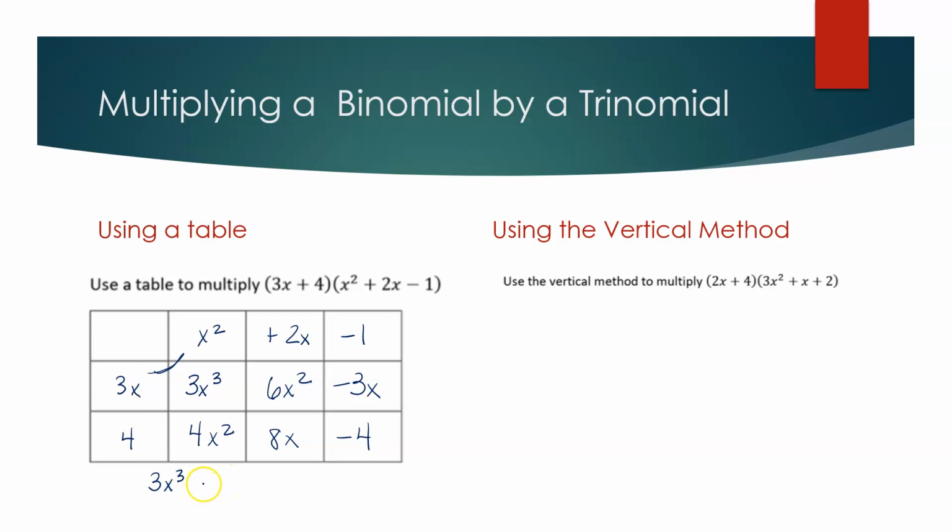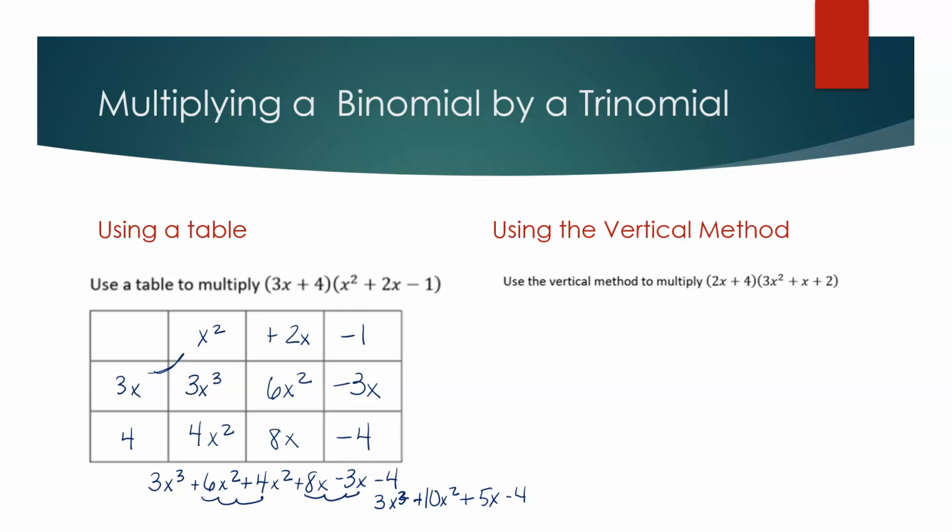I'm going to keep it in standard form. So I'm going to keep my squareds together and my first power together so that I can combine. So when you simplify, I have 3x cubed plus 10x squared plus 5x minus 4. So I combine these, then I combine these.